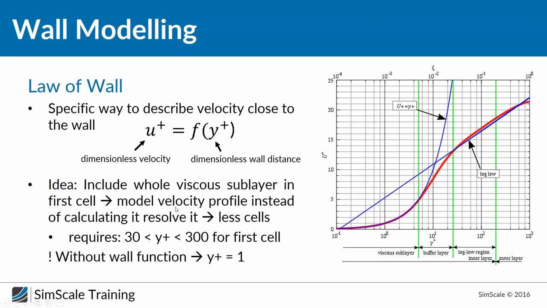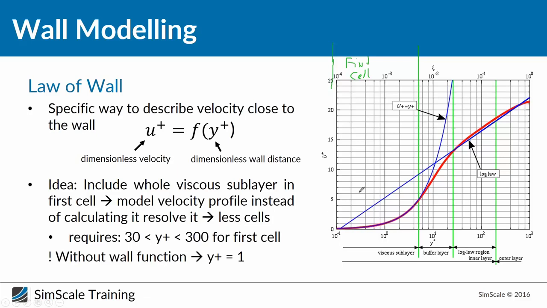And basically, the idea is to put the whole viscous sublayer into the first cell of your mesh. So this here, put it into the first cell. And if you put this into the first cell, you can just use this law of the wall, this profile we have, to model the velocity profile instead of calculating it.